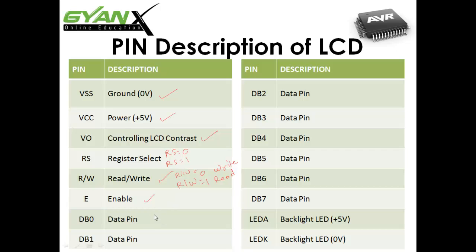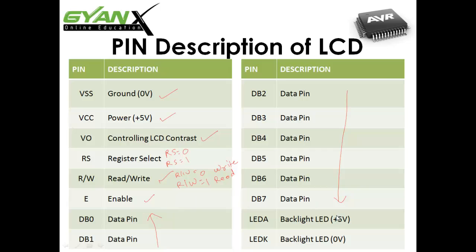The data bus from D0 to D7 is an 8-bit data bus. D7 to D0 are used to send information to the LCD or read the content of the LCD internal register.